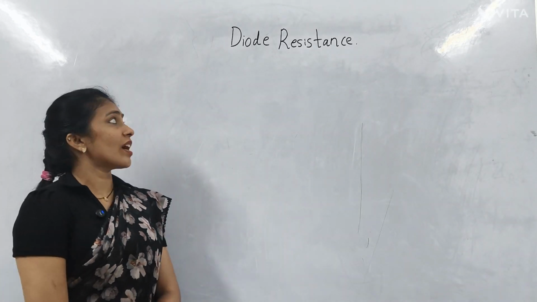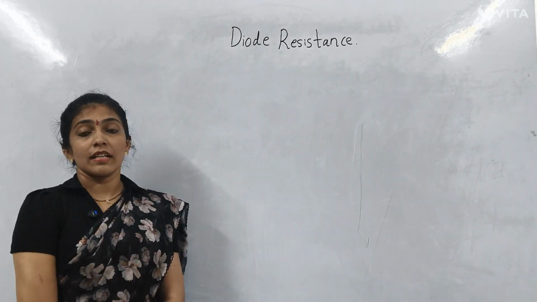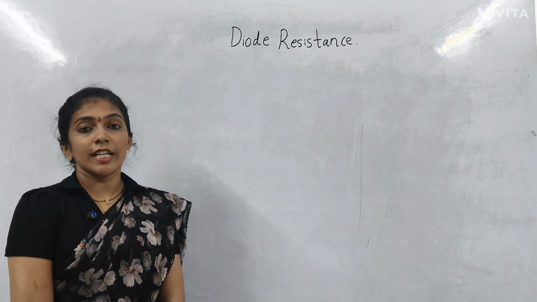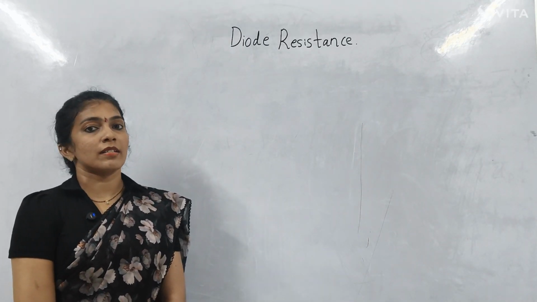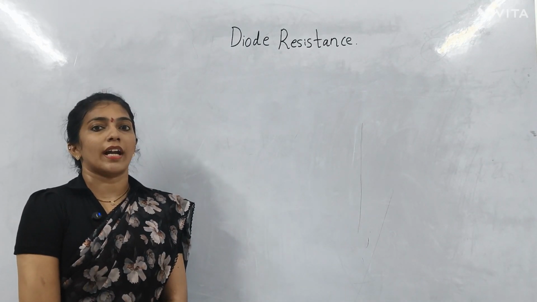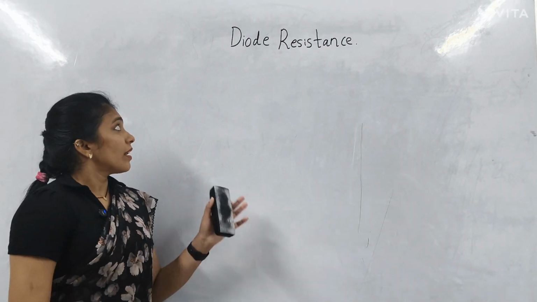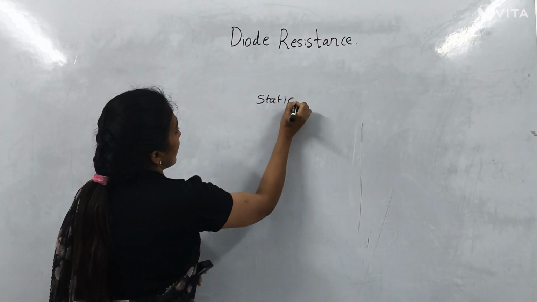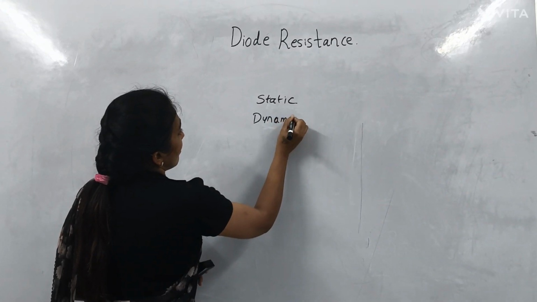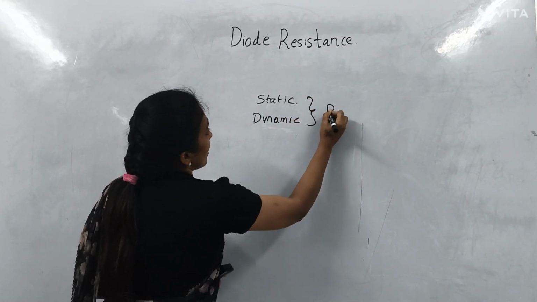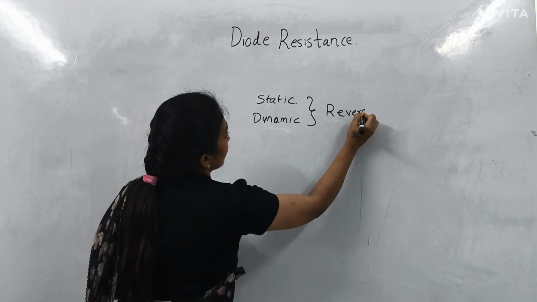Hello students, today our topic is diode resistance. In the previous session, we discussed static resistance and dynamic resistance when the diode is in forward condition. Now we will discuss static resistance and dynamic resistance when the diode is in reverse bias condition.